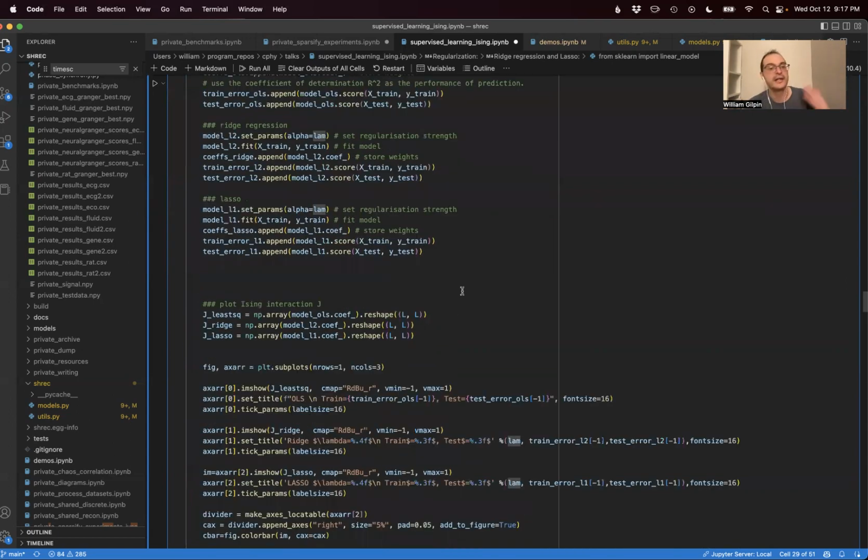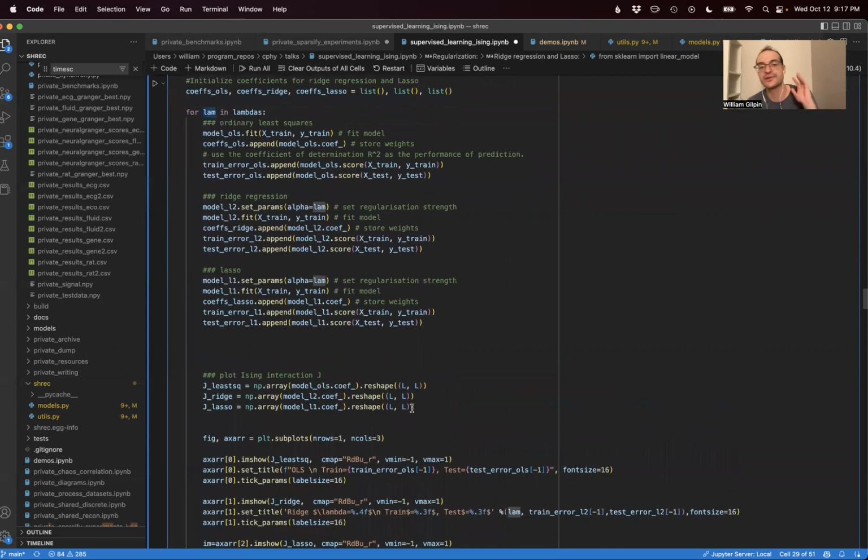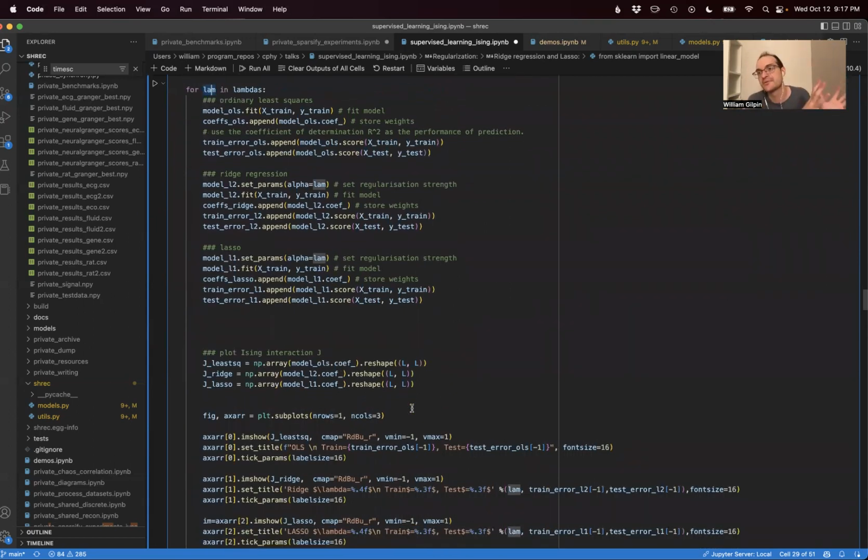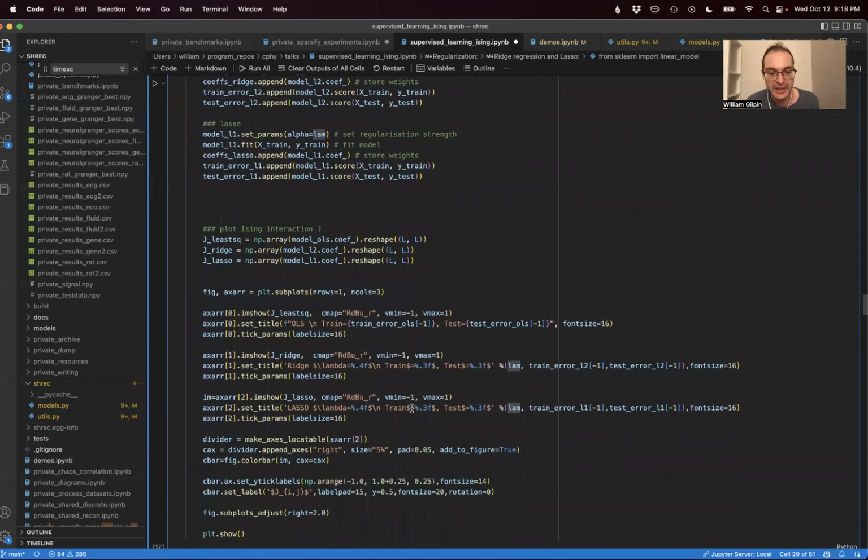Okay, so you can do all that. You can look through my code, but this is basically just fitting a bunch of models, each with a different value of the ridge and lasso penalties, and then plotting just the output matrix. I'm just doing this a bunch of times in this loop.